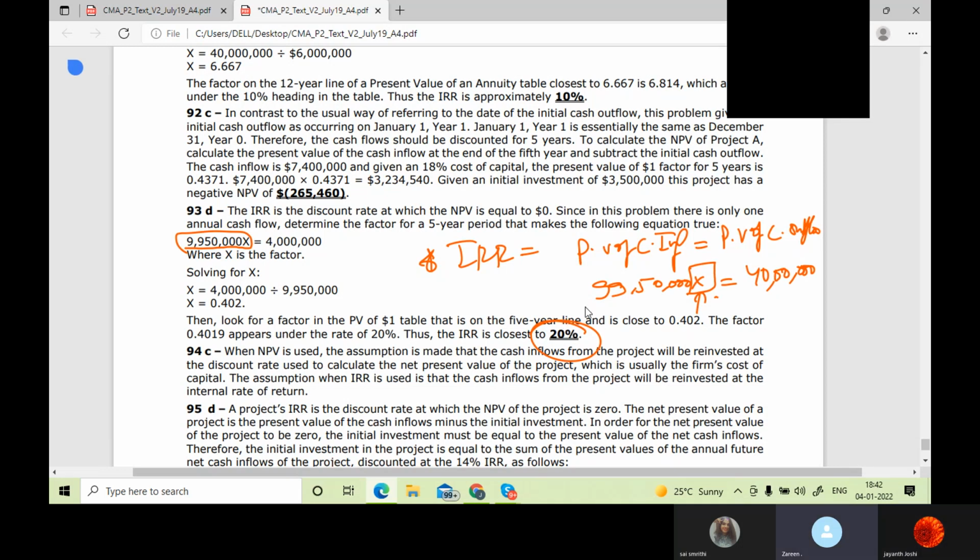Are you understanding this? Yes, sir. To get the present value of cash inflows, whatever the future cash inflows, I have to discount with a factor. That factor I don't know, I'm keeping it as X. I told you a different method, this is a different method. I'm explaining this method also. Now that X would be 40 lakhs divided by 99 lakhs 50,000. So you're getting 0.402. That you check in the table. It is very near to 0.4019, hence 20%. Okay, just make a note of this too. We'll go for the next question.